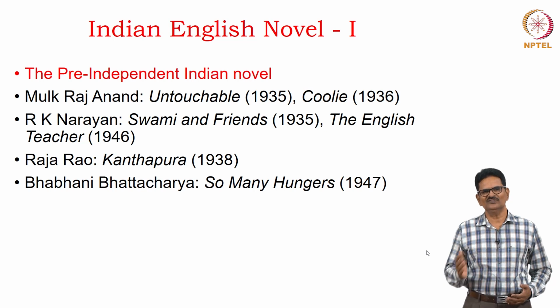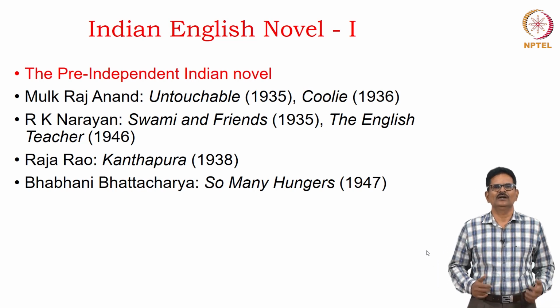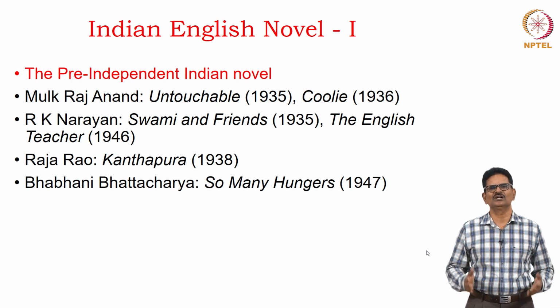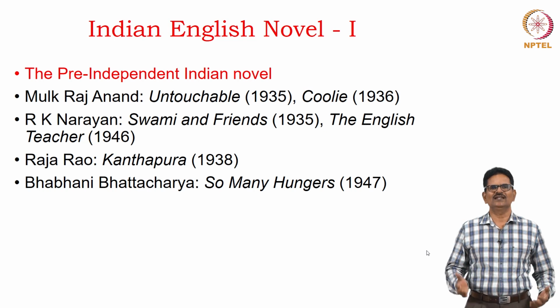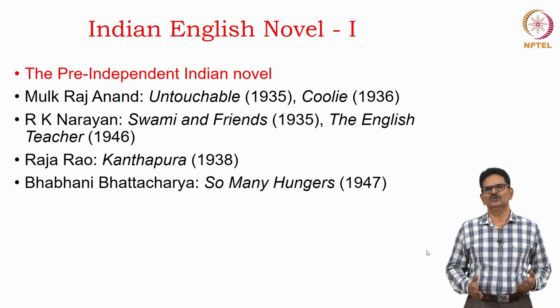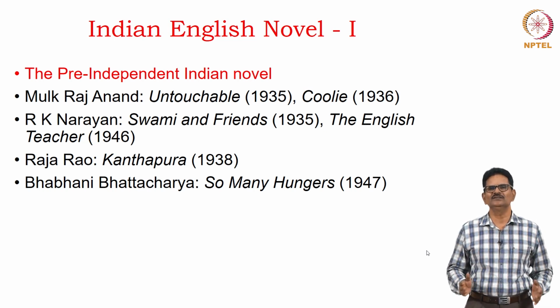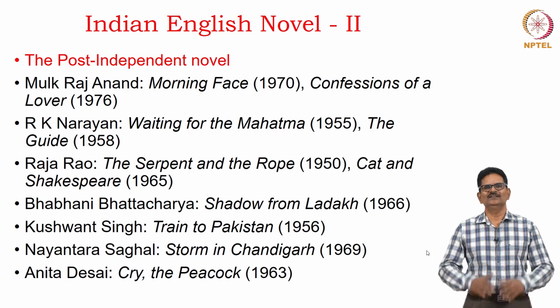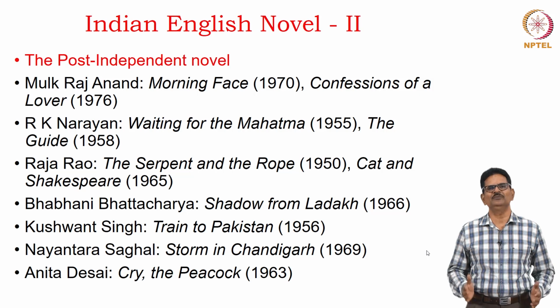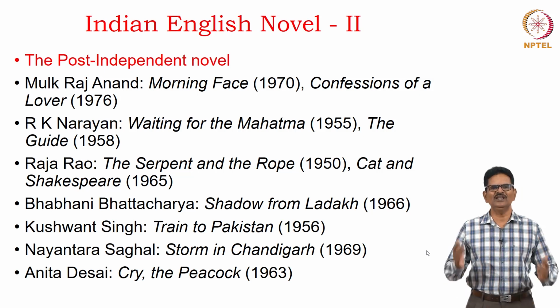Mulkraj Anand also has written some other novels which will come under the second period. Next we have Raja Rao, who published Kantapura in 1938. We also have another novelist called Bhavani Bhattacharya, who came out with So Many Hungers in 1947, just at the time of independence. In the second category of the post-independent Indian novel, we have many authors.